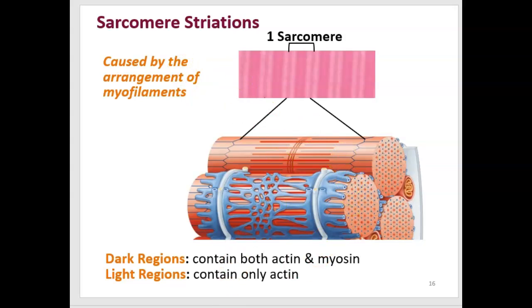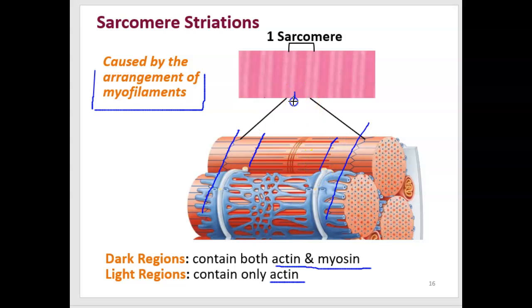Now the reason that the sarcomere has these light regions and dark regions is because of the arrangement of the myofilaments. The dark regions are going to have both actin and myosin overlapping, and the light regions will only have actin. So from Z-disc to Z-disc, this picture's from your book, in this dark region in the middle you're going to have both actin and myosin, but the light region will just have actin.